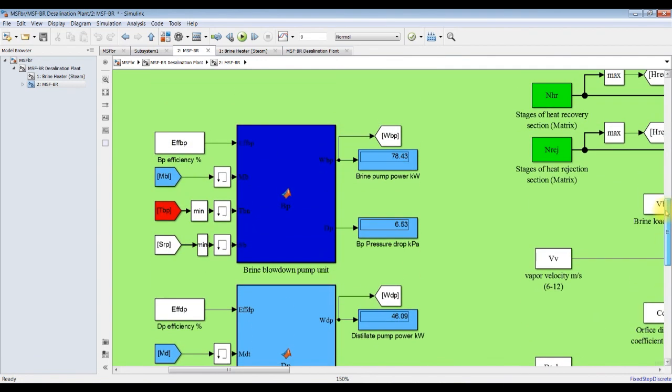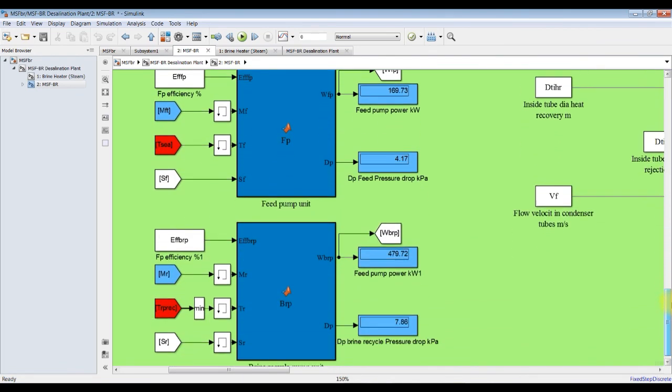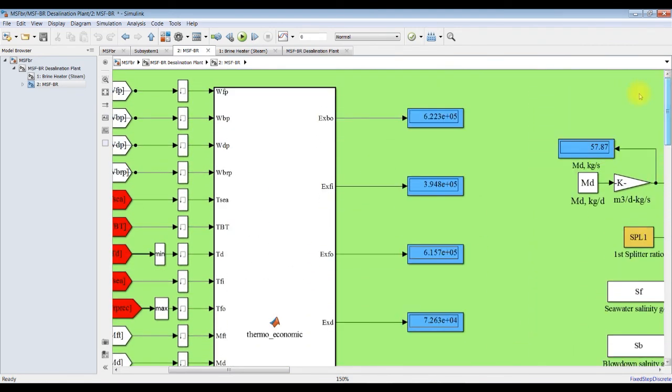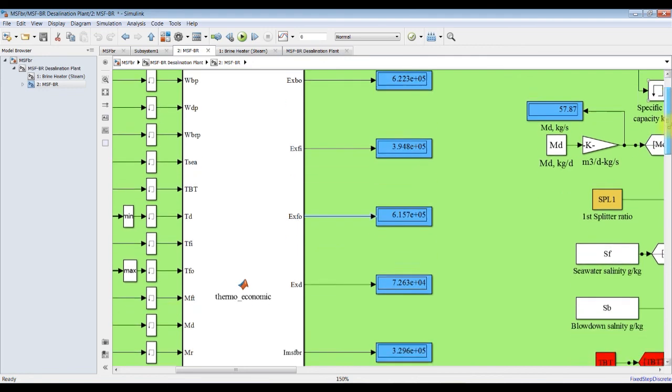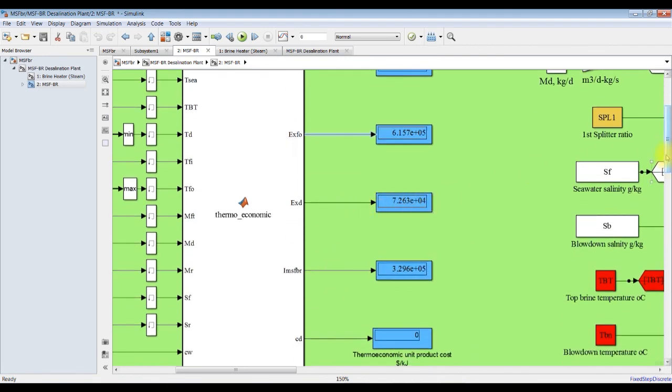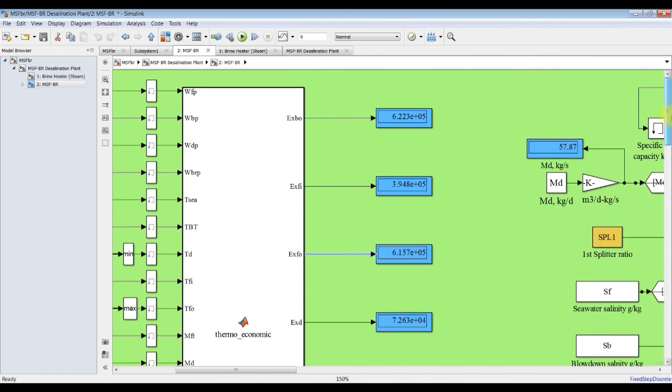This is a pumping unit, brine blowdown pump unit. How many kilowatts you are going to consume: distillate pumping, feed pump, recycling pump, and so on. And this is thermoeconomics. If you are going to calculate your thermoeconomics based on exergy streams: exergy of the brine out, exergy of feed inlet, exergy of feed outlet, exergy of the distillate, irreversibility of the whole unit, and so on.